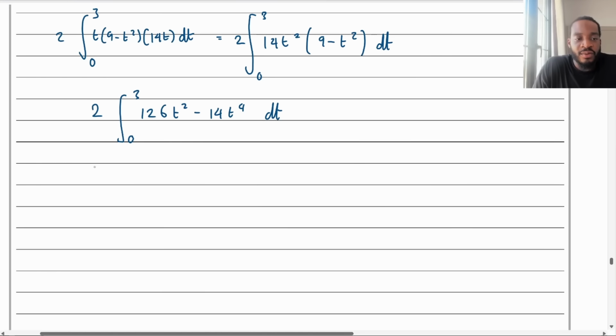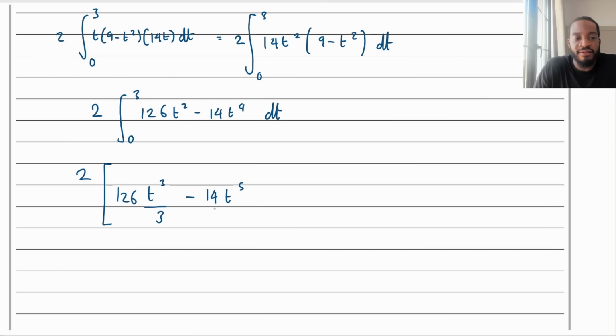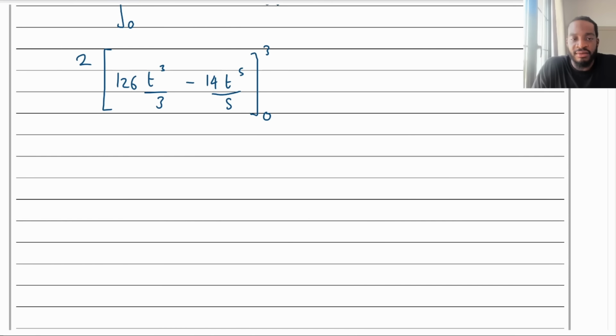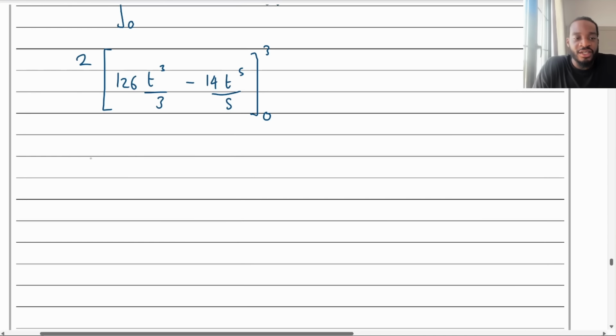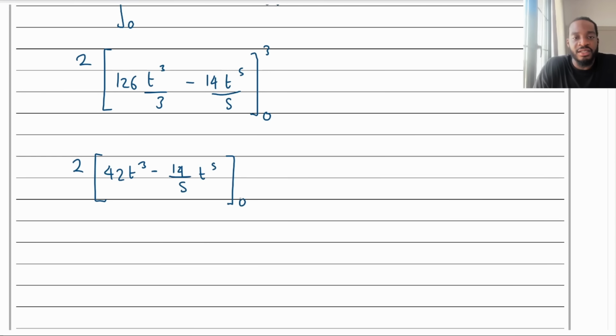So now, doing that, it's going to be 2, and then integrating that, it will be 126 t cubed over 3 minus 14 t to the 5 over 5, between 0 and 3. Now, 126 over 3, I don't think that goes, to be fair. 126 over 3. It does, my bad. 42. So therefore, it's going to be 2 bracket 42 t cubed minus 14 over 5, just leave it at 14 over 5 t to the 5, between 0 and 3.